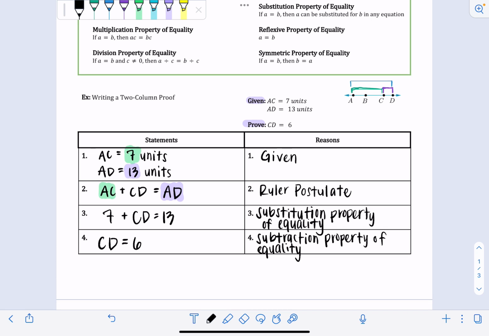So that is it for 5.1. That was our first proof of the year. We'll have to write more. I know they're not always the most fun thing, but try to think of them as like a puzzle where we have to put all the correct pieces together to end up at our final fact that we're trying to prove. And then up here it said to prove CD is equal to 6. That should always be your last statement. Whatever you're trying to prove should end up being your last statement.